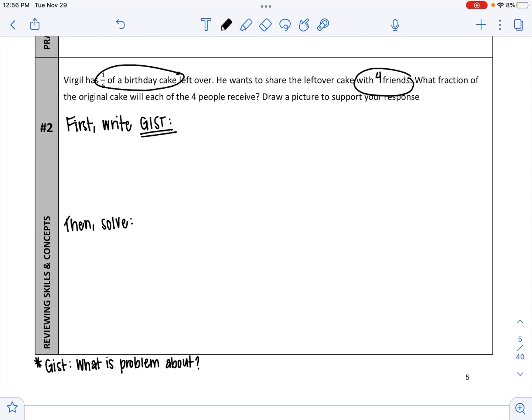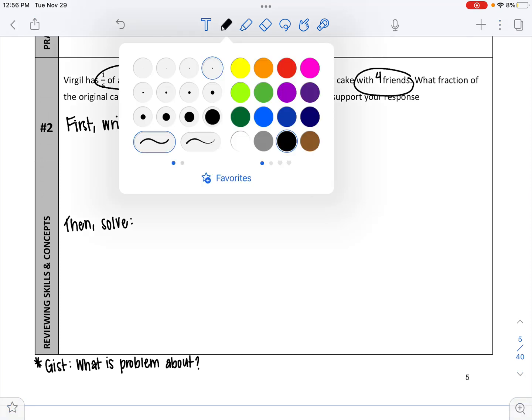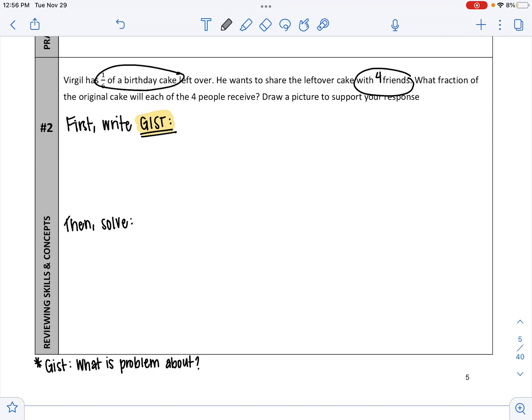The first thing this question wants you to do is to write the gist. Remember, the gist is just what the question is about. So your answer might start with something like, this question is about, and you'll just tell me the general idea. What is this question talking about? What is it asking you to find?